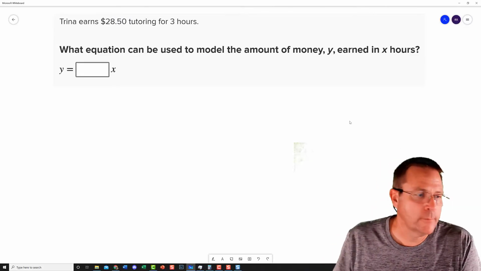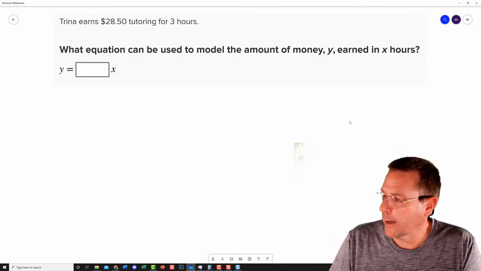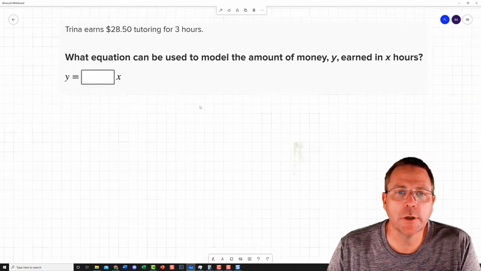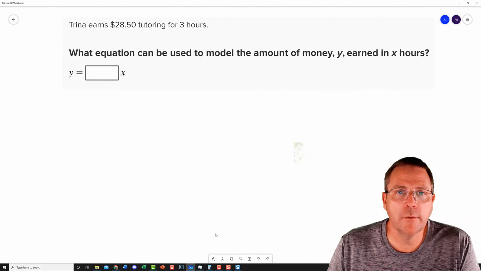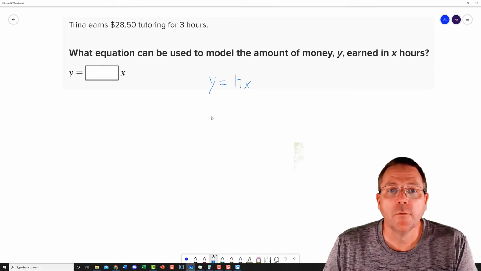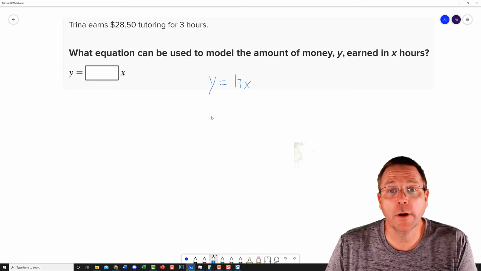Did you do it? Let's see if your work looks like my work. So, first thing we're going to do is write our direct variation equation. We call this writing the formula, and so I'm going to have y is equal to kx. That's my formula. That's your first step.